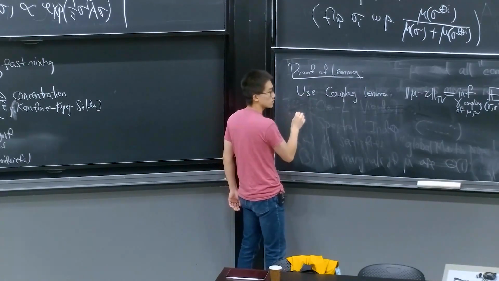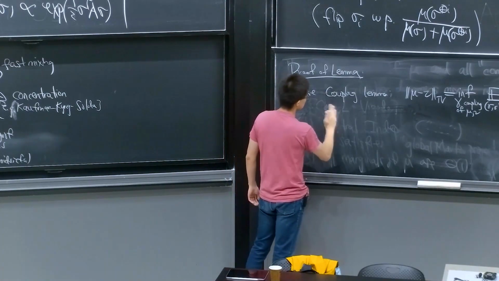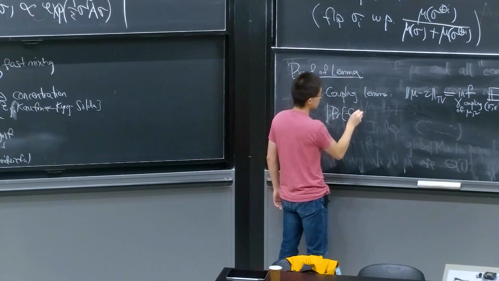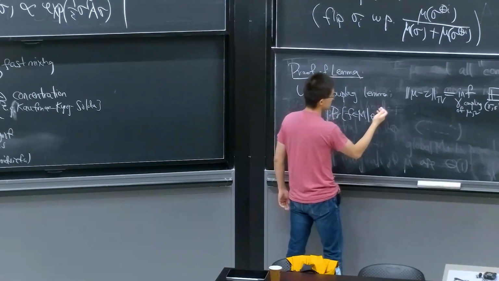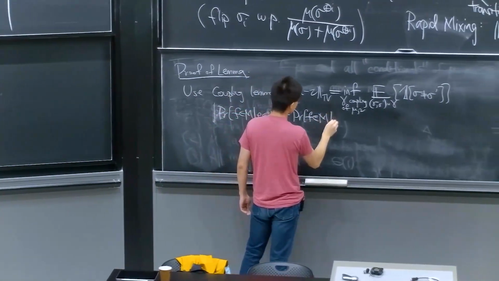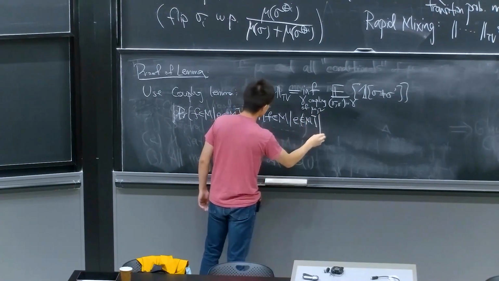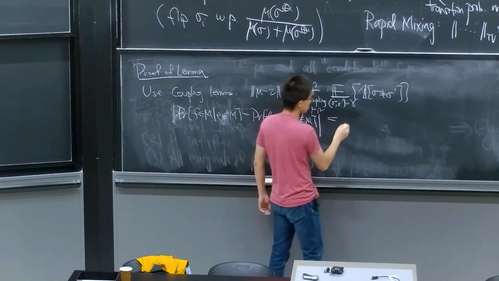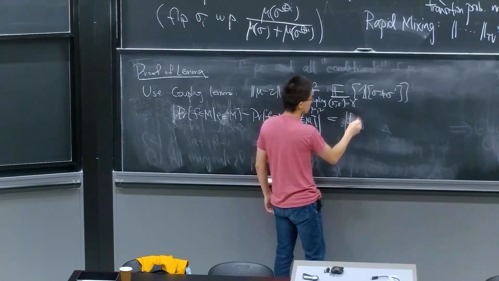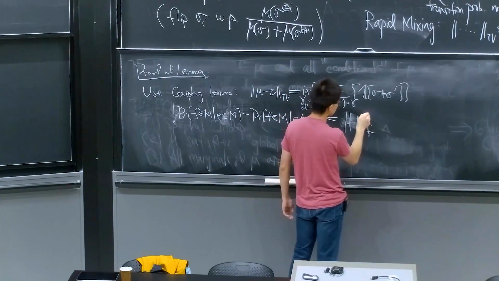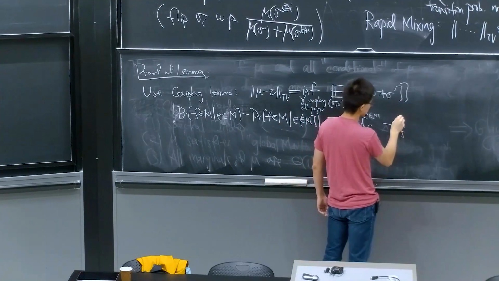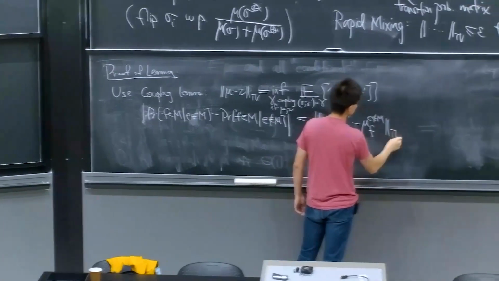Then the proof of the lemma goes as follows. If I fix any particular edge f, and I look at this difference, this is exactly equal to, using the L1 definition of total variation distance, the total variation distance between the marginal distribution induced on the edge f, conditioned on E being in the matching, minus the same thing, except now conditioned on E not being in the matching.